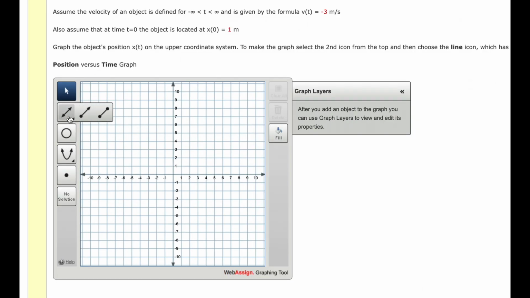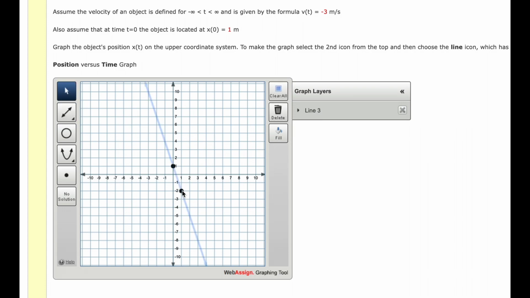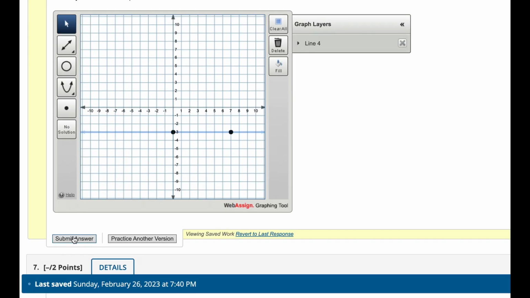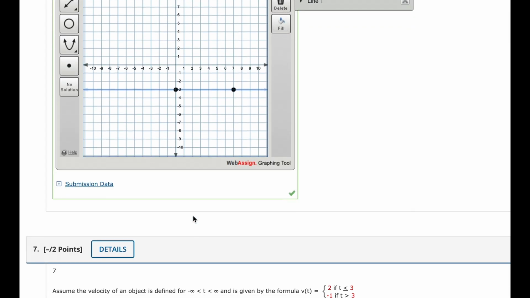Once again, you want to select the line tool. You can click on your intercept, and then using your slope, you want to create your second point. So the slope was -3. So if we go over 1 to the right, then we have to go down 3 units according to the slope that was given. And so that could be a correct second point there. And you just want to hit submit answer, and hopefully it'll accept. Okay, it accepts.